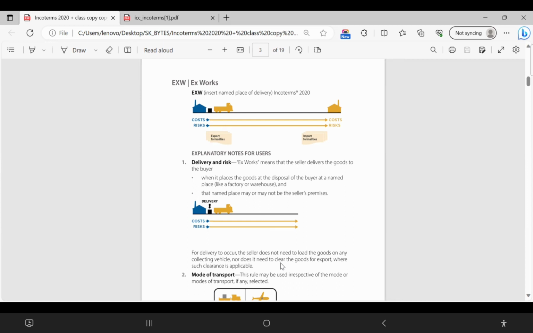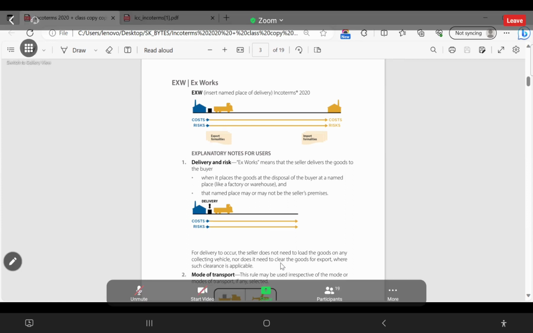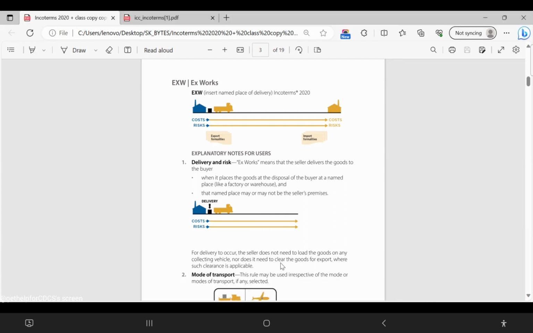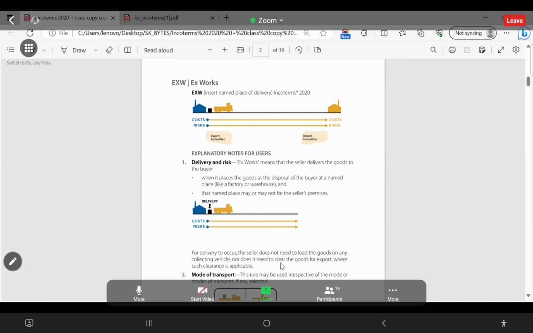Ex Works, where does the delivery happen? Named place. Does the beneficiary need to load the consignment on the collecting vehicle? No, sir. Does the beneficiary need to prepare any documents? Nothing. Export clearance? No obligation. Okay.